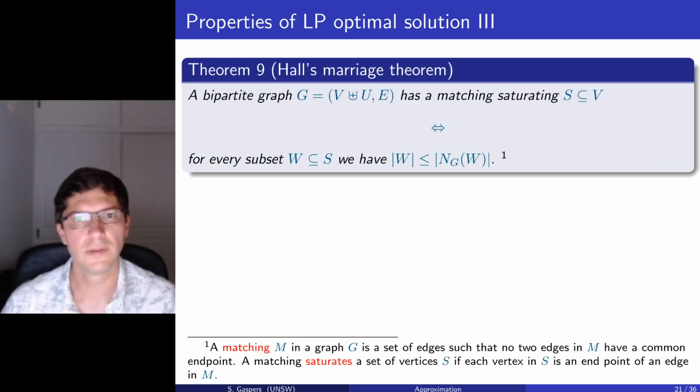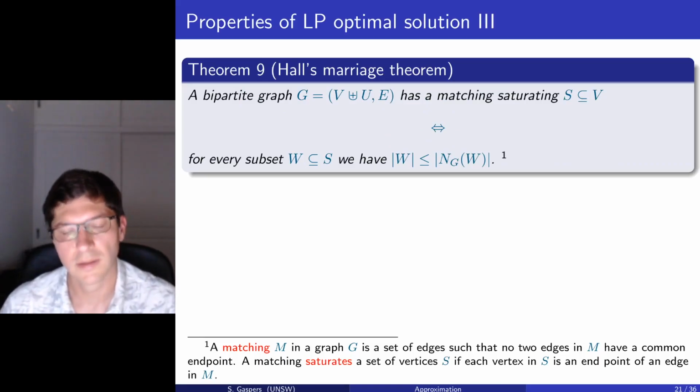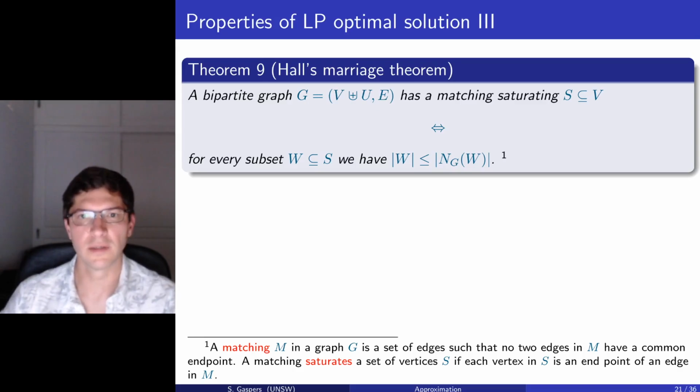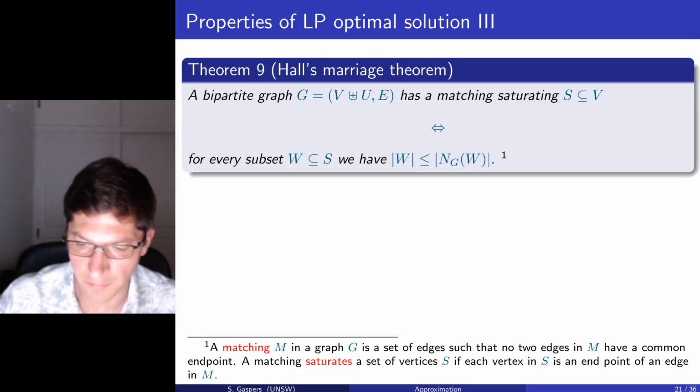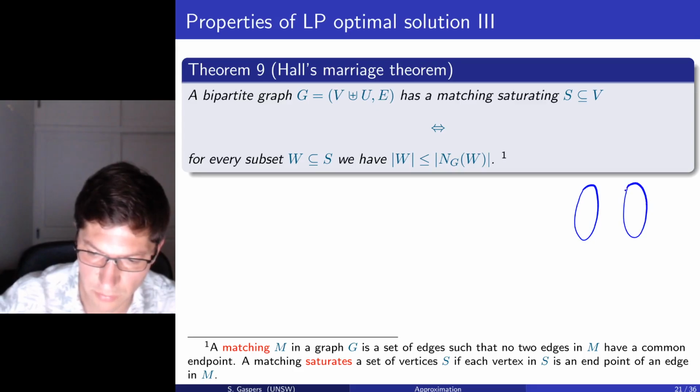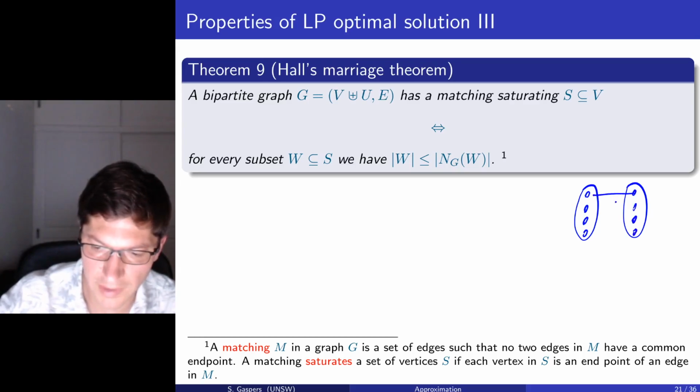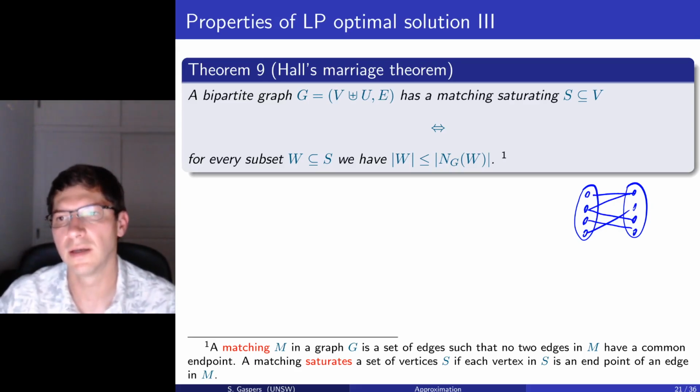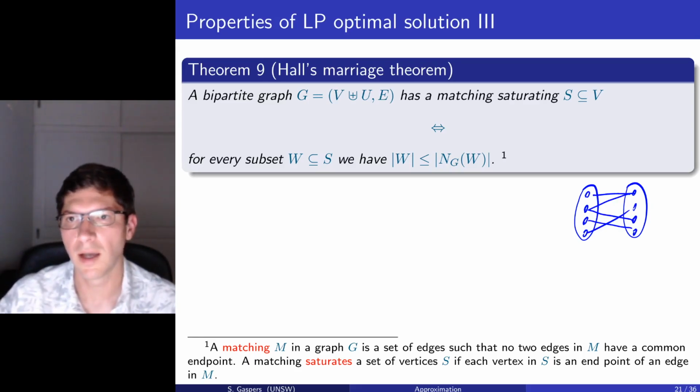So how can we use this lemma? Well, we can use it by looking at Hall's marriage theorem. Hall's marriage theorem says that in a bipartite graph, so in a graph where we can partition the vertex set into two independent sets, so all the edges are in between the two sets but we don't have any edges inside any of the sets, there is a matching that saturates S.